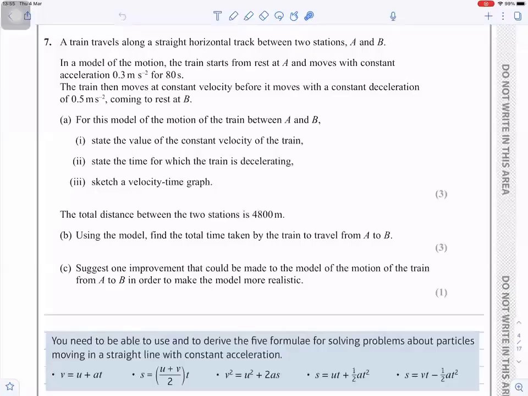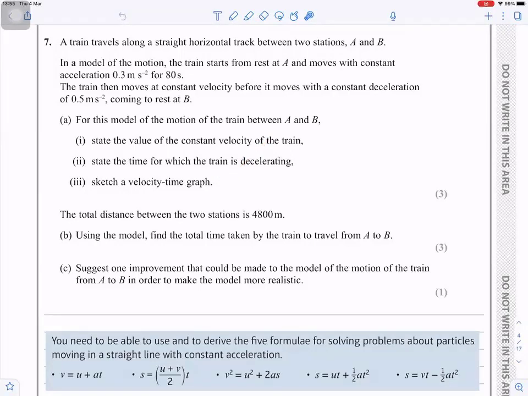Question number 7. A train travels along a straight horizontal track between two stations A and B. In the model of the motion, the train starts from rest at A and moves with a constant acceleration of 0.3 meters per second squared for 80 seconds. For this model of the motion of the train between A and B, state the value of the constant velocity of the train, state the time for which the train is decelerating, and sketch a velocity time graph.